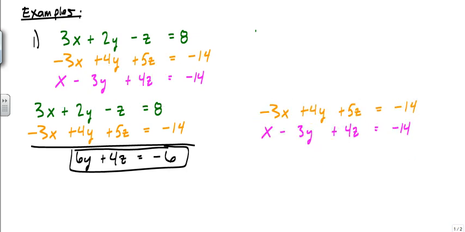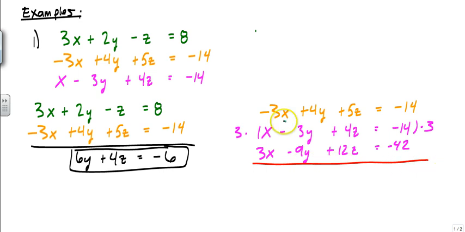Alright, so do this one in red. The first thing I'm going to do is multiply this equation by 3, that way I can cancel out. So this becomes 3x minus 9y plus 12z equals 3 times negative 14, which is negative 42. Let's go ahead and add these. Change to red. We're adding negative 3x and 3x. That gives me 0x, which is what I wanted.